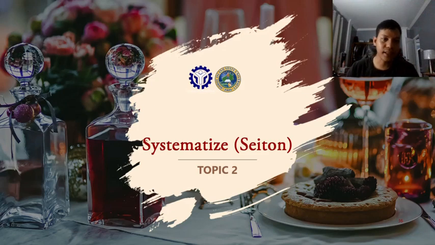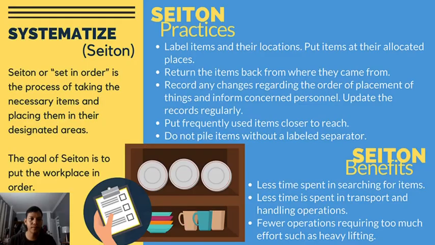Next, S, systematize or Seiton. So systematize or Seiton, or in other words, set in order, is the process of taking the necessary items and placing them in their designated areas. So the goal of Seiton is to put the workplace in order.